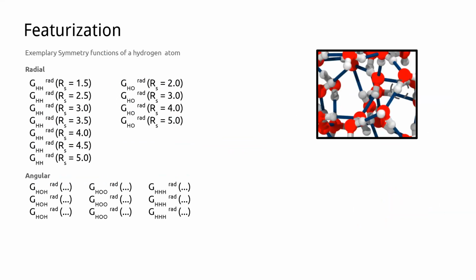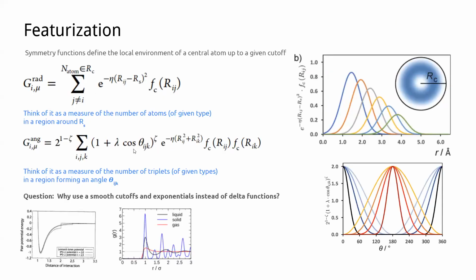Next. Sorry, could you just remind me what the IJK in that summation was? Right here? Yeah, in the angular one. All right. Yes. So for example, in this case, let me first start here. If you are measuring G radial I mu, what it really means here is that for a given central atom I, how many atom types of mu, let's say, are surrounded around it, and in that case, Rij would be the distance between the neighbors of atom I.